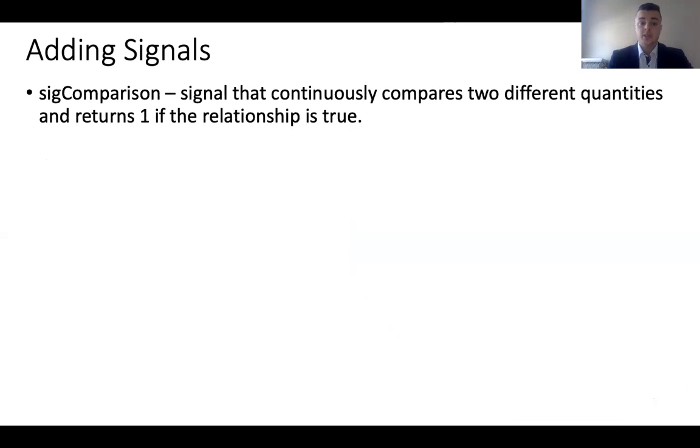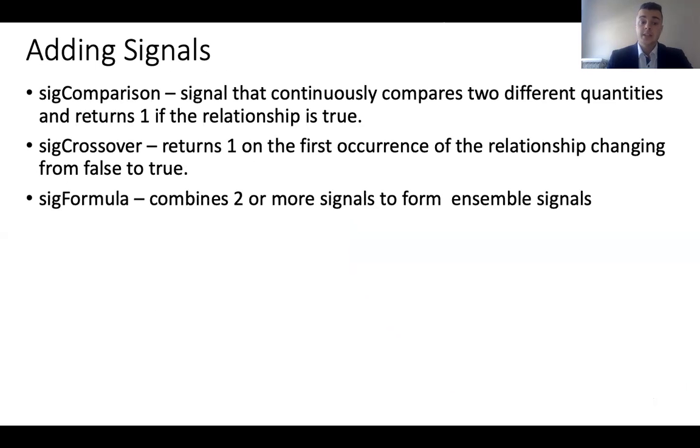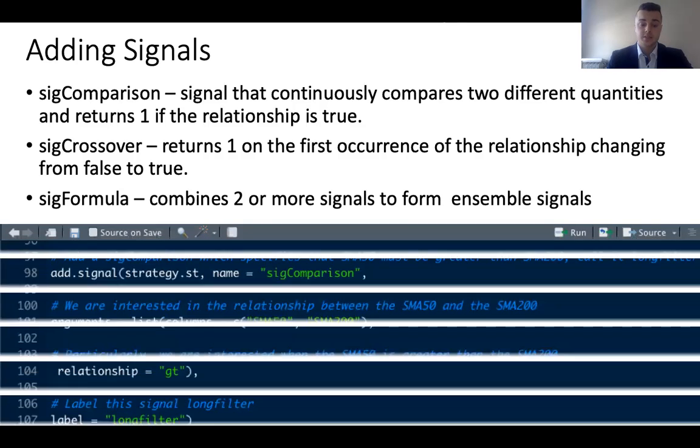Particularly, we will use sig comparison, which is a signal that continuously compares two different quantities and returns one if the relationship is true. Sig crossover returns one on the first occurrence of the relationship changing from false to true. And sig formula combines two or more signals to form ensemble signals.